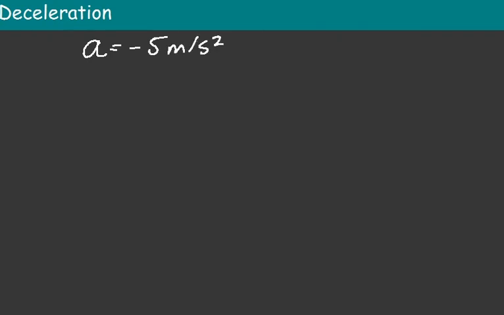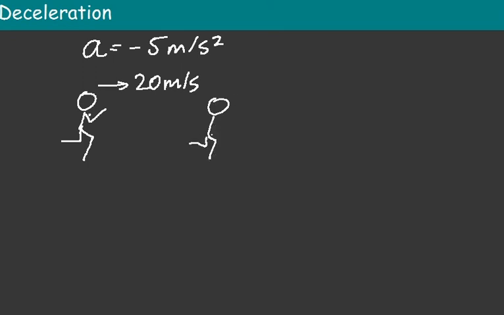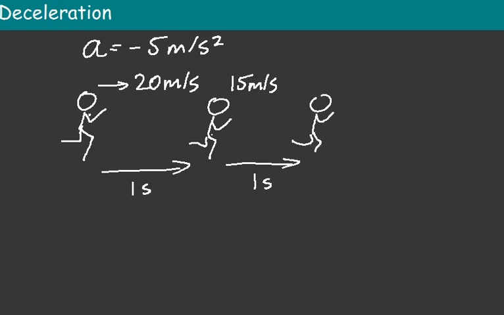So what that means is if we have, say, a person running at a very fast pace of 20 meters per second, that would mean 1 second later their velocity would be 15 meters per second, because an acceleration of minus 5 meters per second squared, or deceleration of 5 meters per second squared, means that every single second they're going to slow down by 5 meters per second.